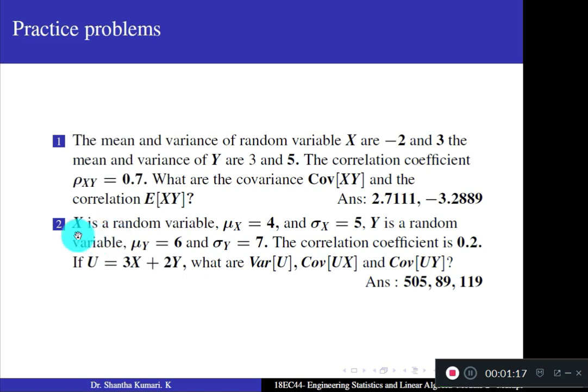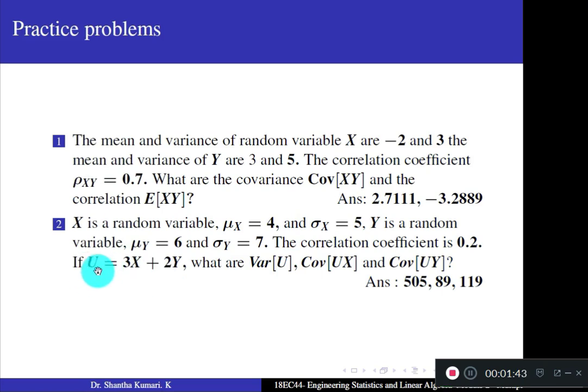And here, second question, x is a random variable. Mean and standard deviation for x are given. Y is another random variable. Mean and standard deviations of y are given. Correlation coefficient, that means rho is given. Okay, correlation coefficient is nothing but rho. If u equal to 3x plus 2y, transformation, what are variance of u?